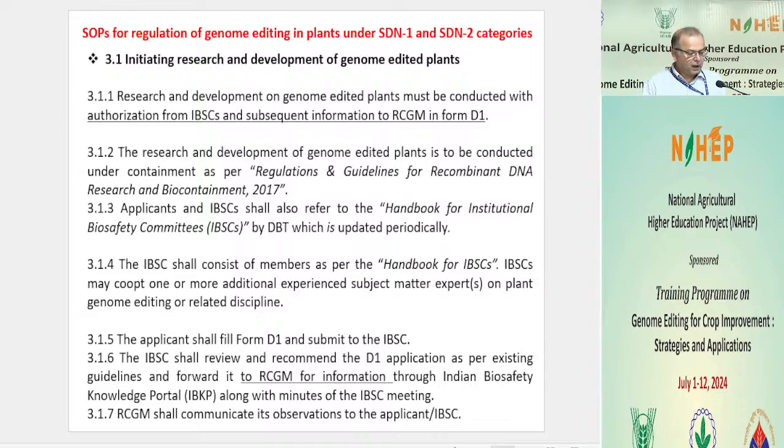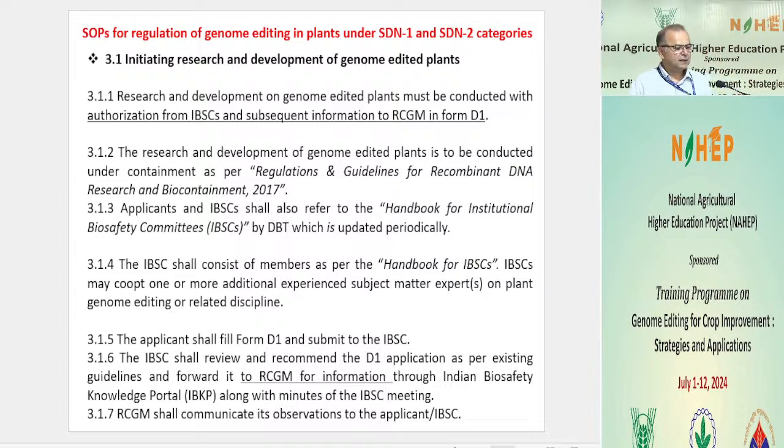And then IBSC will keep on informing RCGM through IBSC minutes, meaning whatever meeting IBSC holds while considering your case, those proceedings will be sent to RCGM, and RCGM shall communicate its observations to the applicant and IBSC. So there is a continuous dialogue between the central government agency and the institutional biosafety committee, but the institutional biosafety committee is given authority to approve your case.